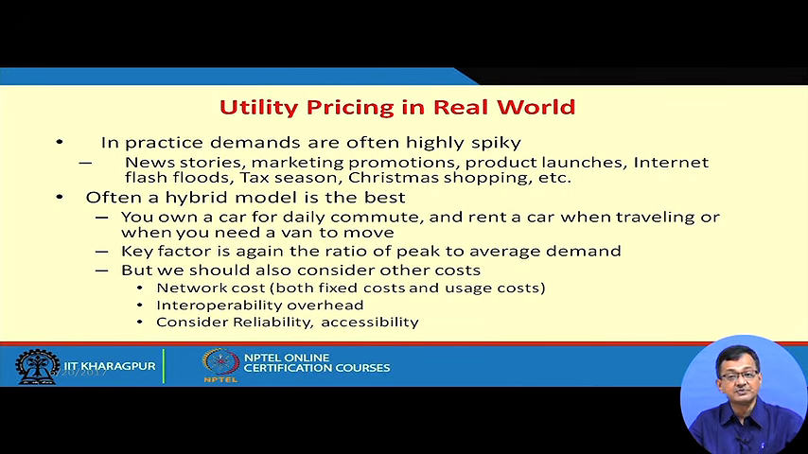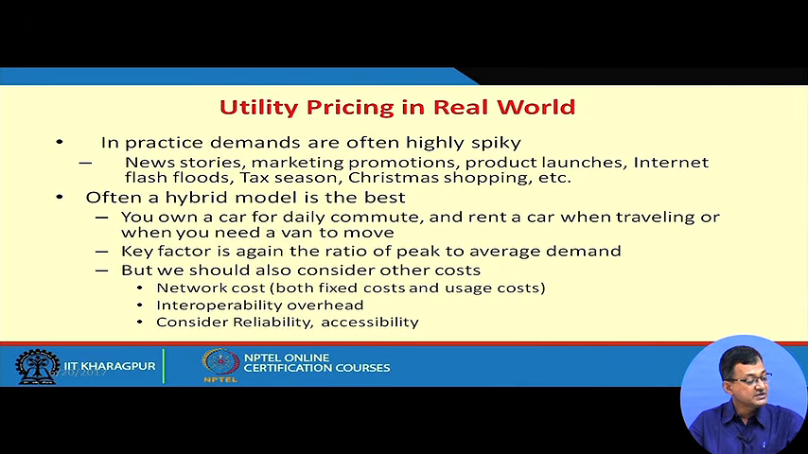Often a hybrid model is best, like you own a car for your daily commute, but rent a car when traveling or when you need to move a larger distance. The key factor is again the ratio of peak to average demand.